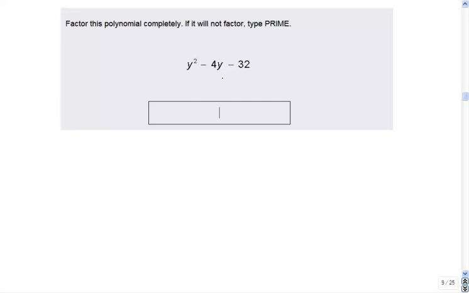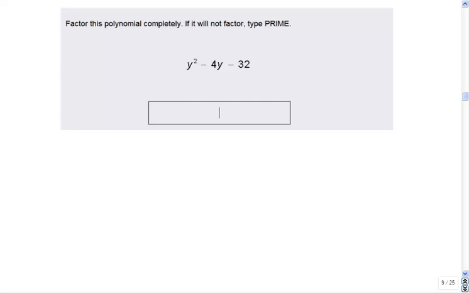Let's do one more math problem involving polynomials, and we're dealing with factoring here. Y squared minus 4y minus 32. You have to factor it. Whenever you have a trinomial, the first thing you're looking for is obvious common factors. Y squared minus 4y minus 32. I don't see any common factor.